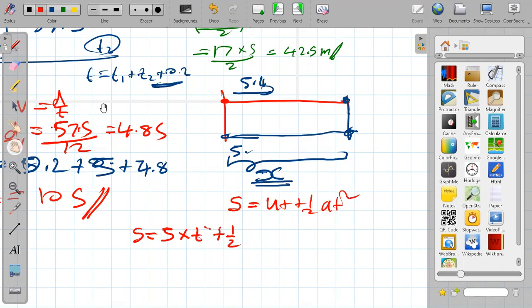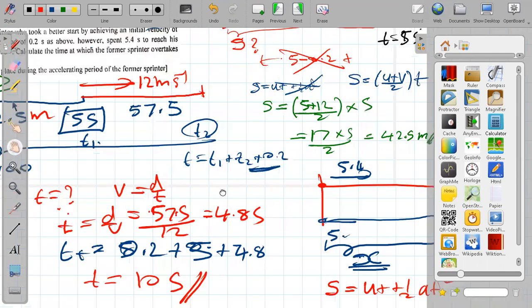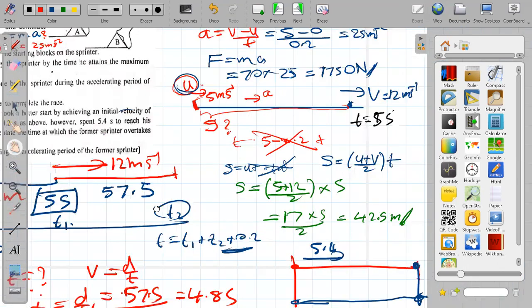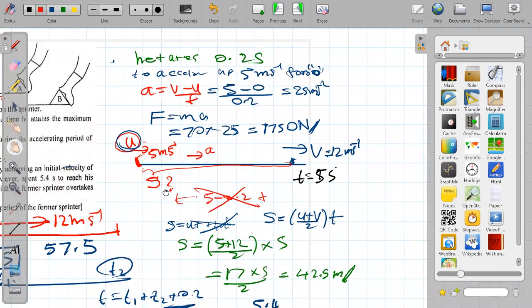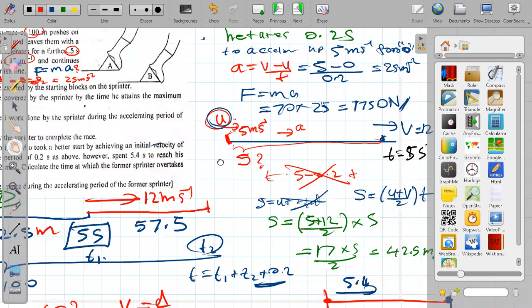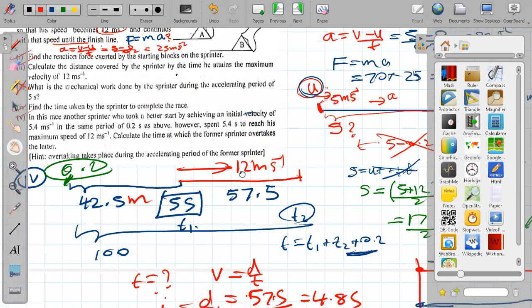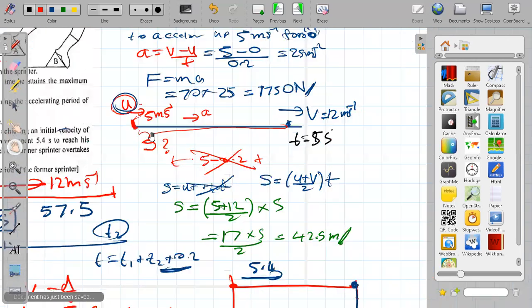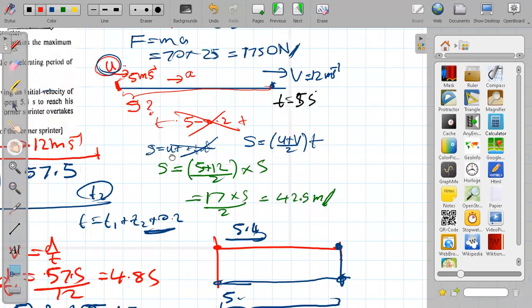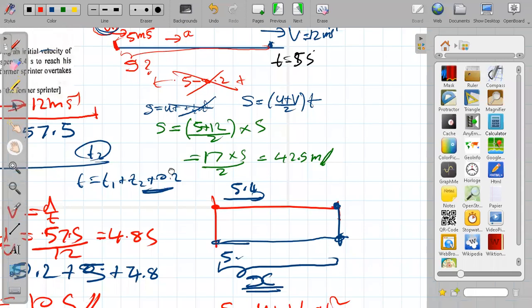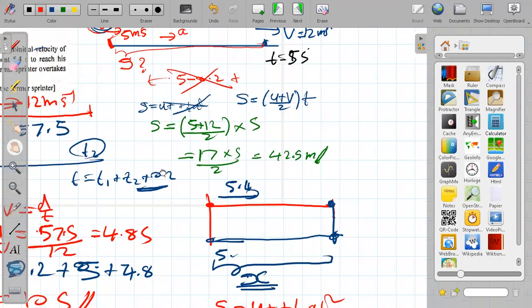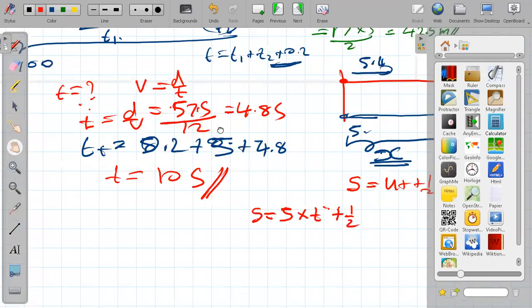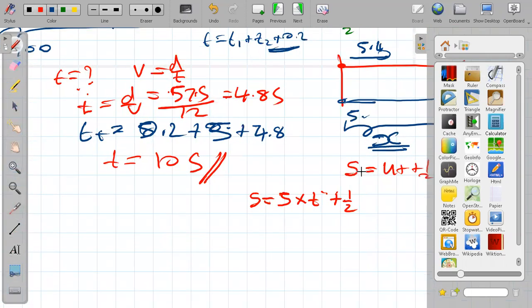What was his acceleration? What is the first guy's acceleration? I didn't find the acceleration. Now we have to find it. We have to find the acceleration for the first guy.